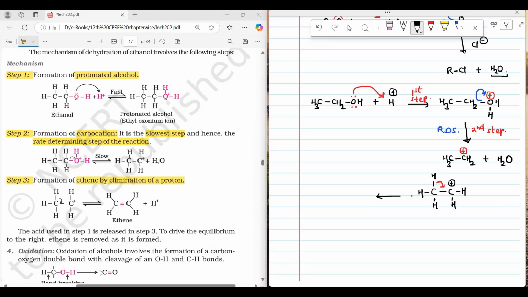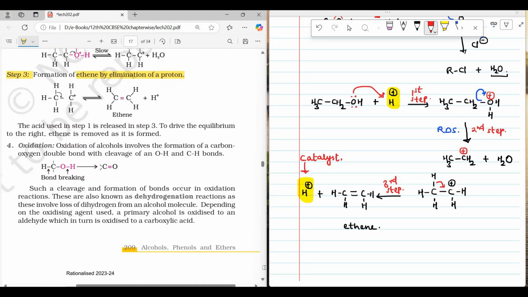So here you will get H+ ion and ethene, H2C=CH2. So this is ethene, which will be formed as a product, and this is the third step of the reaction. Here when you see, H+ was consumed in the first step of the reaction, and it is regenerated in the third step of the reaction. So that's why H+ is a catalyst.